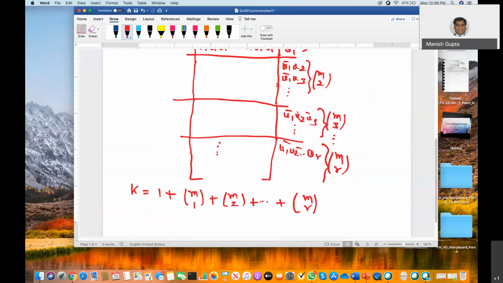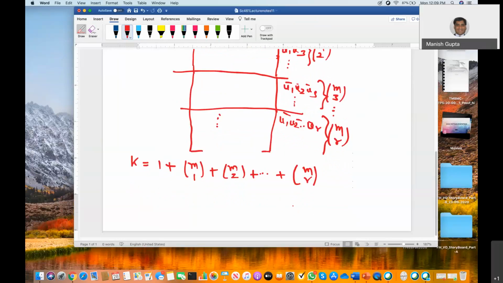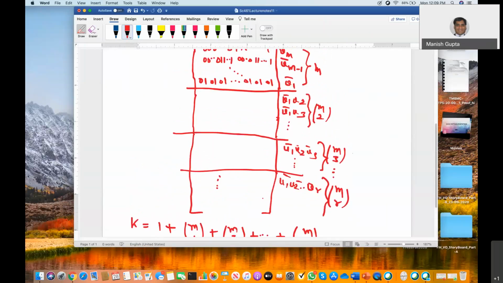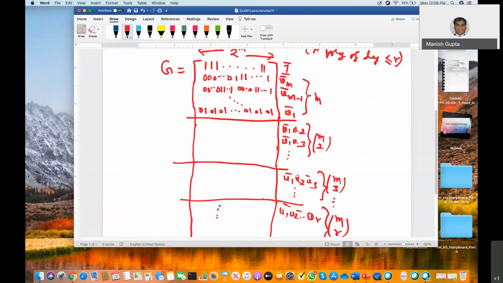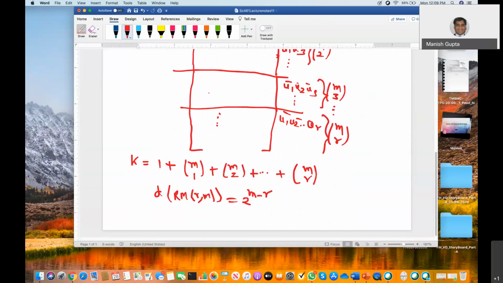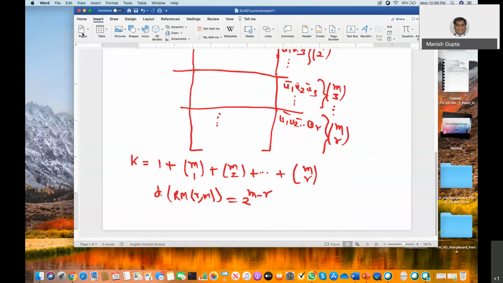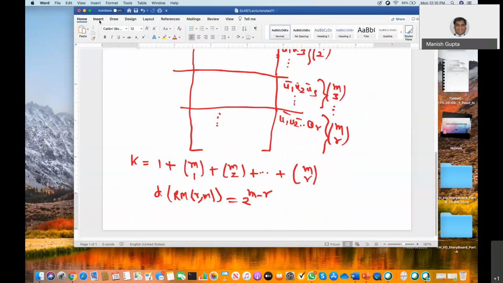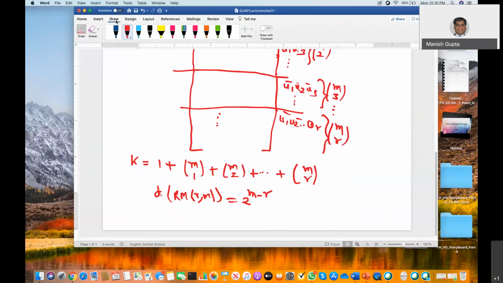It turns out that one can prove that the minimum distance of the Reed-Muller code RM(r, m) is nothing but 2 raised to power m minus r. In order to prove this, we can use induction. This matrix can actually be written in a much better manner. So let me give some examples first before discussing further.